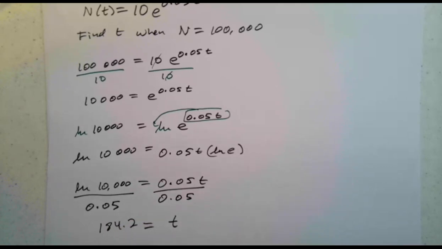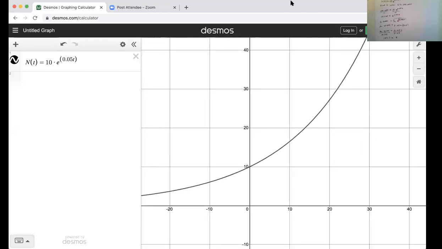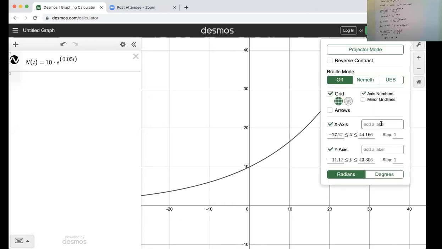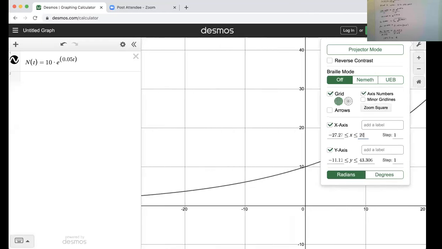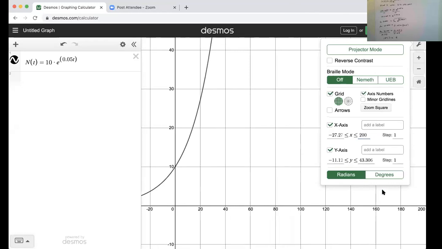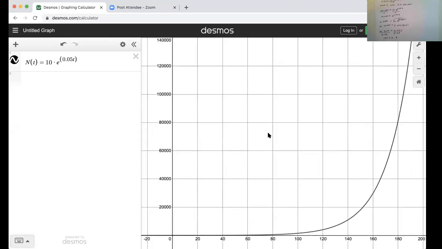If we go back to Desmos, if we get out to 184 days, we should see close to 100,000 people infected. So let's jump to Desmos and see if that's the case. So I need a different kind of window here. So the x value, 184 days, so I'll just take x out to 200. But the y values, I need to go to 100,000 or a little bit beyond. So maybe 150,000. So there's our graph.